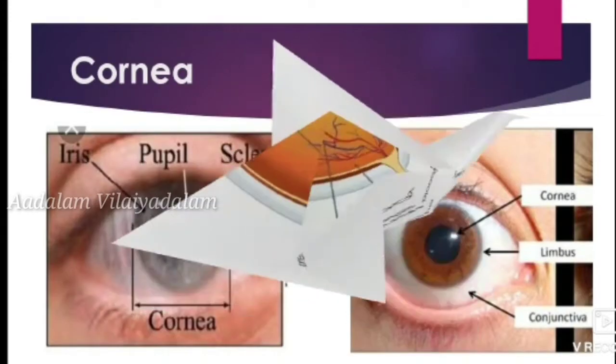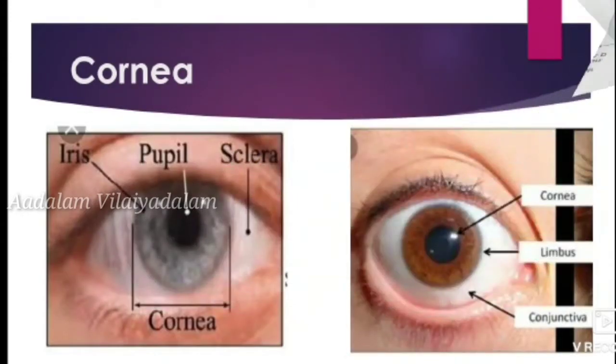First one, cornea. It is a thin transparent layer which is located on the front surface of the eyeball. When light enters through the cornea, it refracts or bends the light and passes it to the lens.